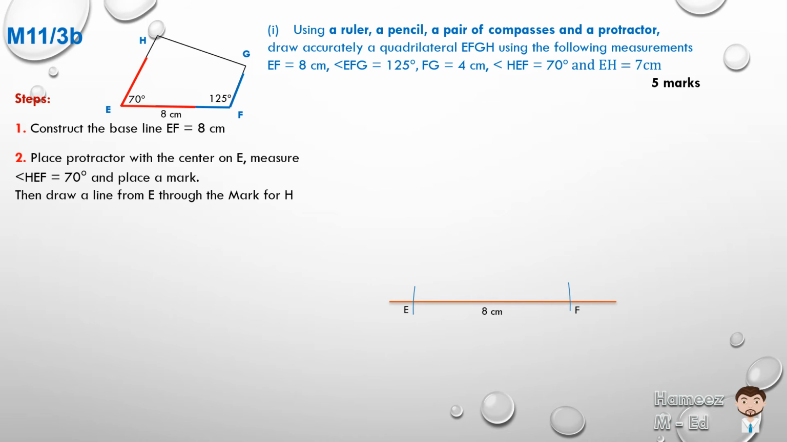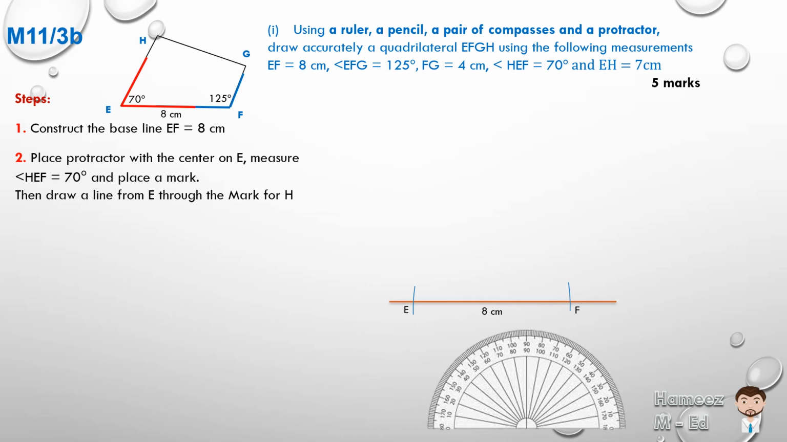Step 2. Place a protractor with center on E. Measure the angle HEF, which is 70 degrees, and we can do either side. We can do the left side or the right side. So I'm just choosing to do the left side first. So why is it that we're using a protractor? Because, as we recall when we summarized the topic earlier on, the angles that we are required to make in geometry are 30 degrees, 45, 60, 90, and 120. So 70 is not one of those, so we'll have to use our protractor.